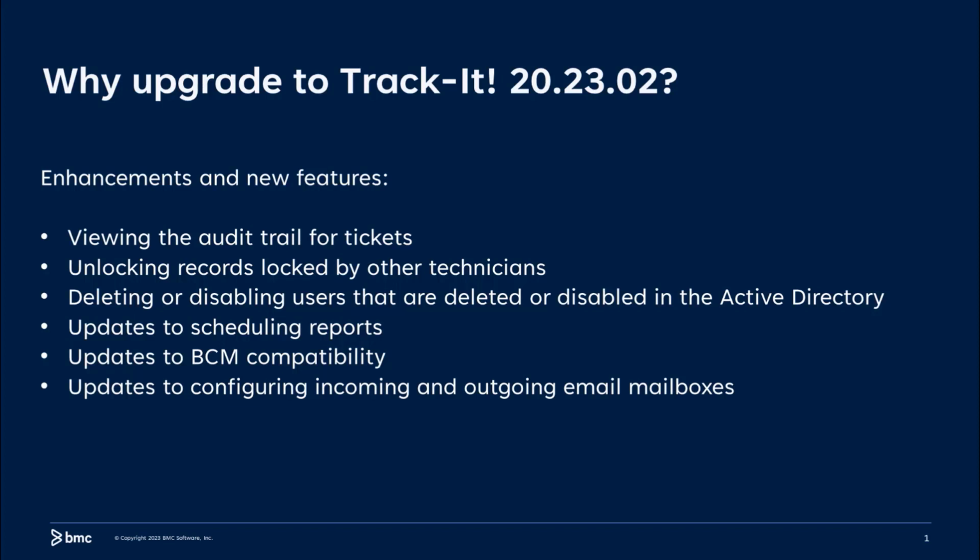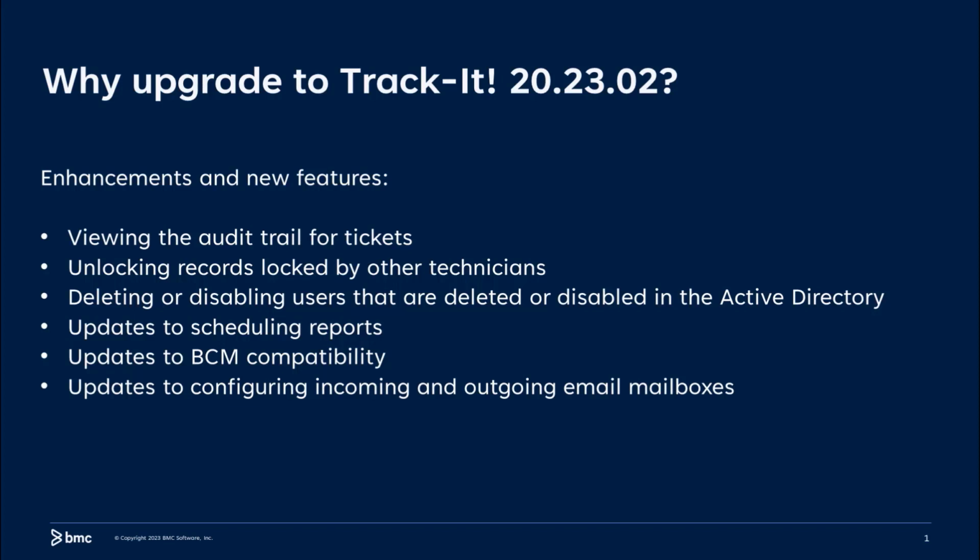If technicians have records open in their workspace, then these records are automatically locked for other technicians. These records are displayed in read-only mode for other technicians. In the Trackit 2023 Release 2 version, you can now unlock these multiple locked records directly from the tickets, assignment, purchase order, and other modules.